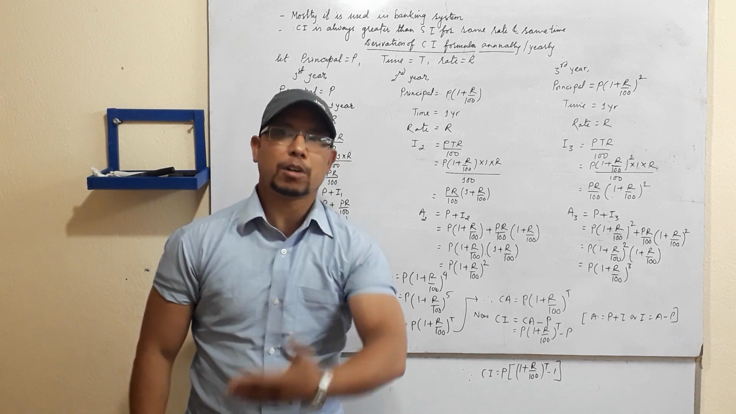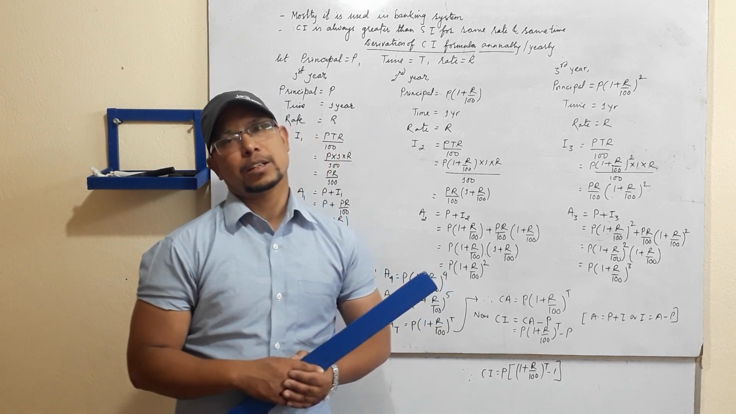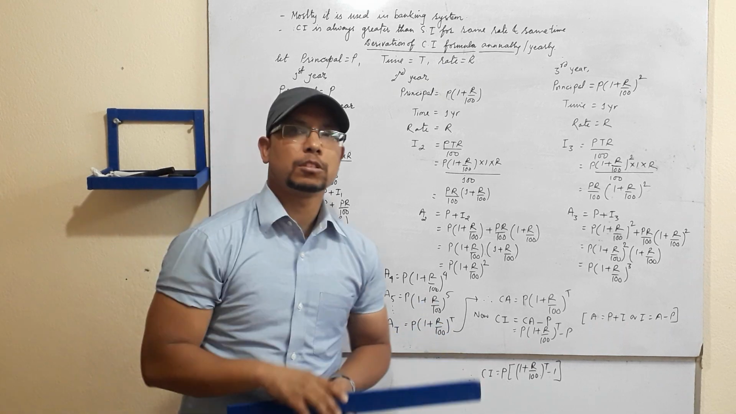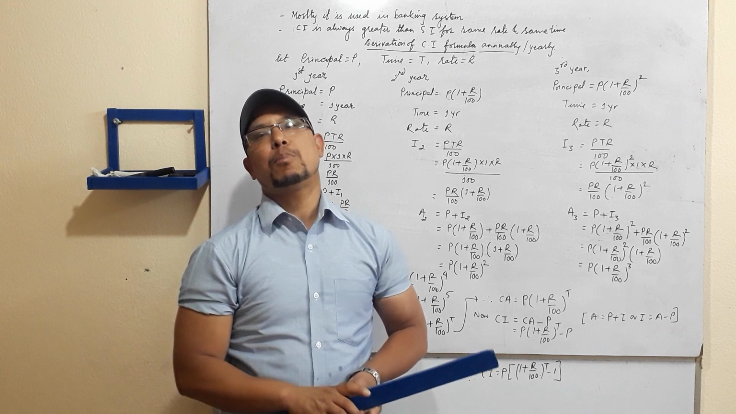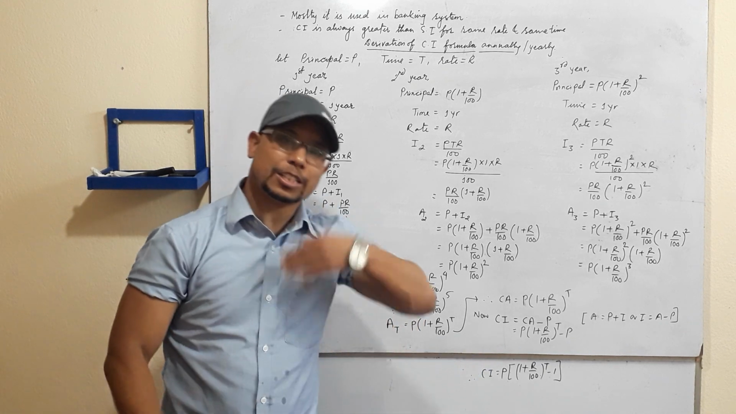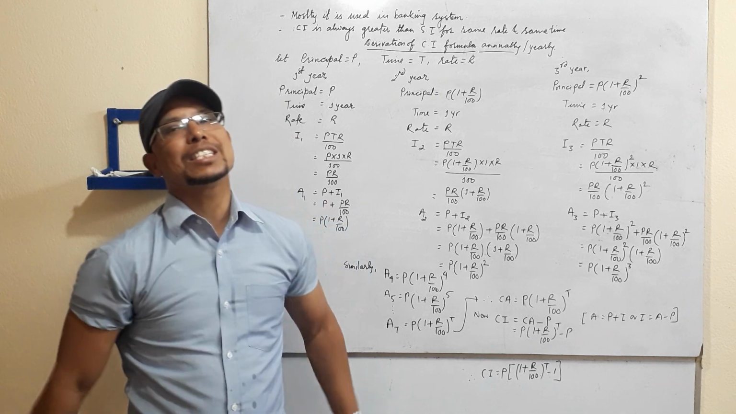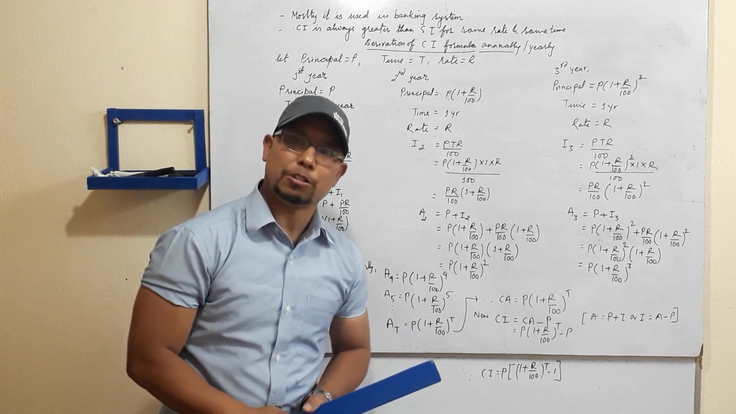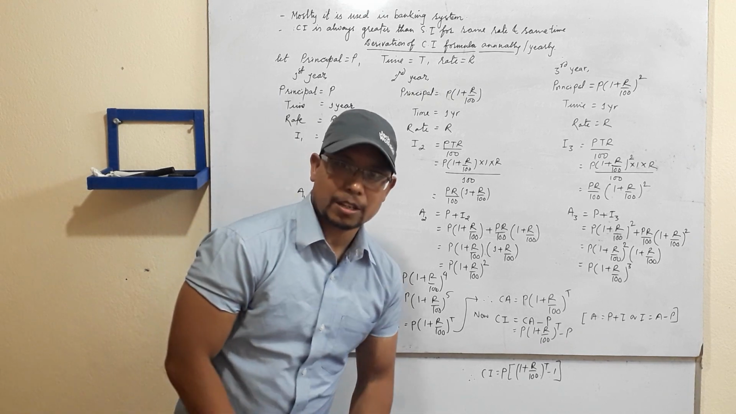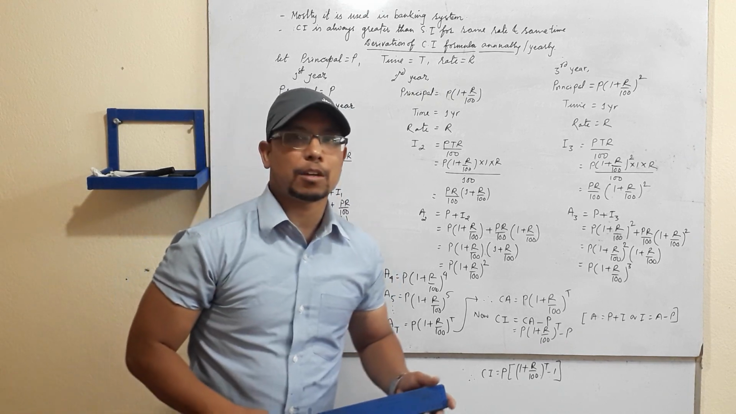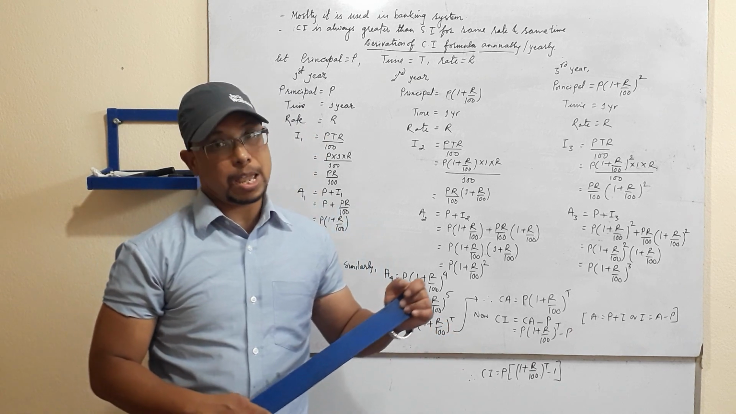If you deposit some of your money in a bank, then the bank always gives you compound interest. And compound interest for a certain year and certain rate is always greater than the simple interest for the same year and same rate. Okay, now let me derive the formula for compound interest and compound amount.